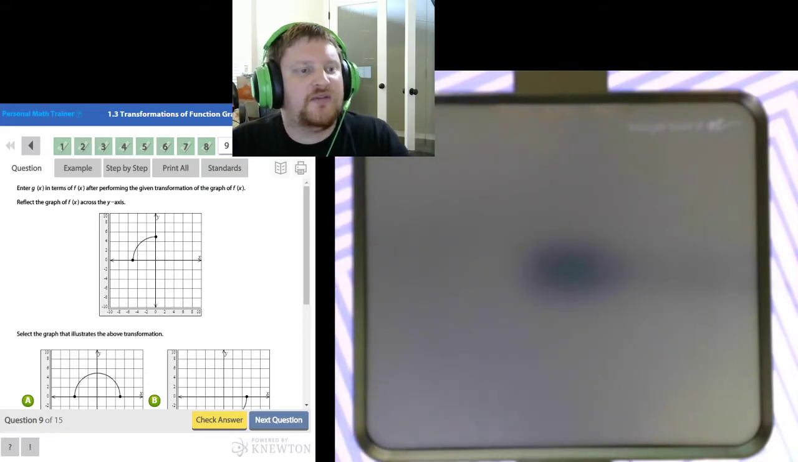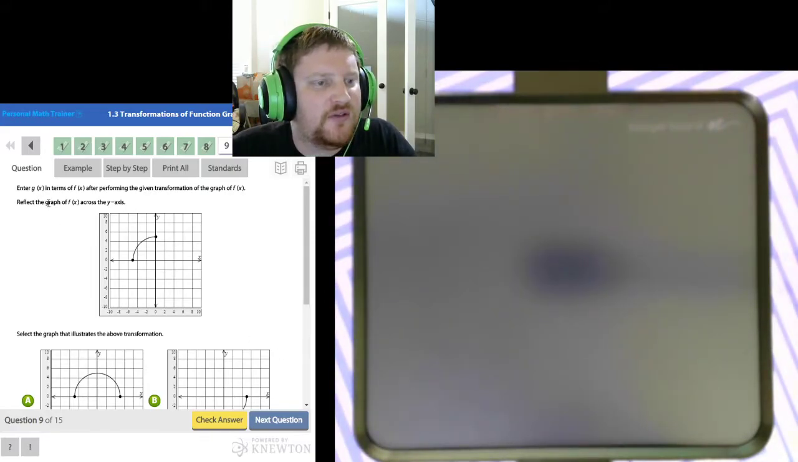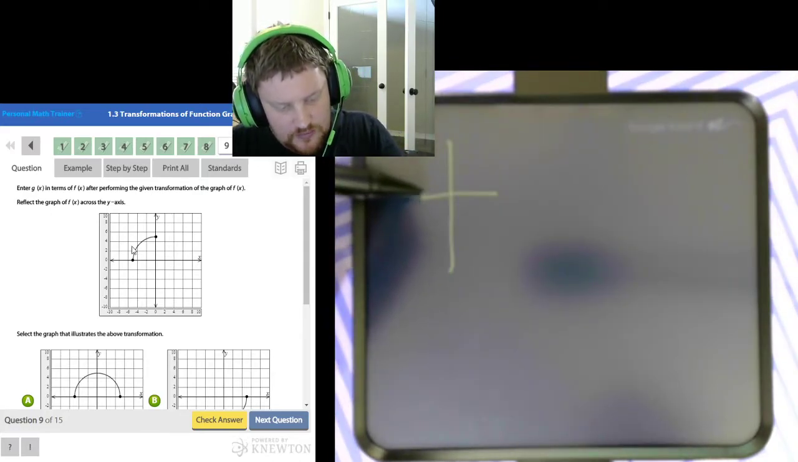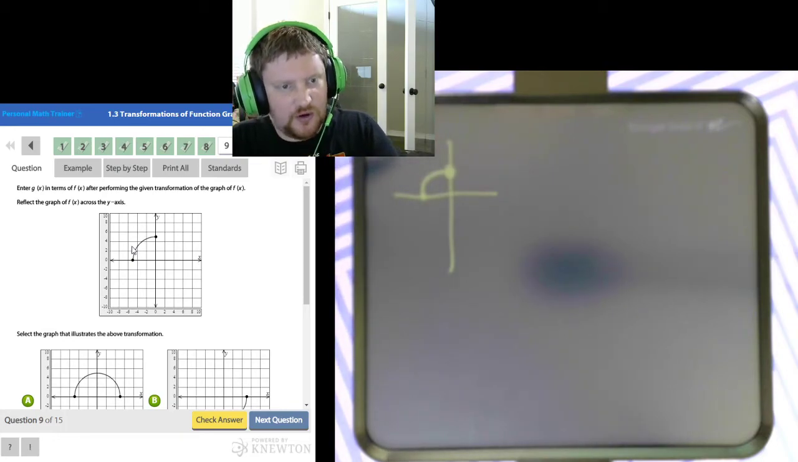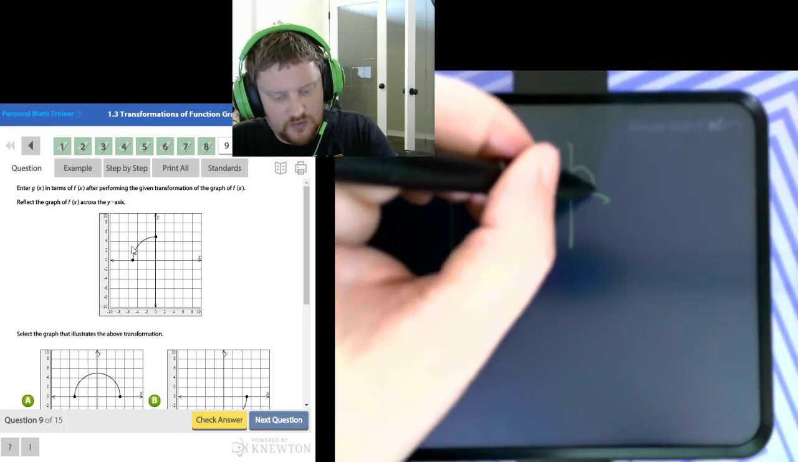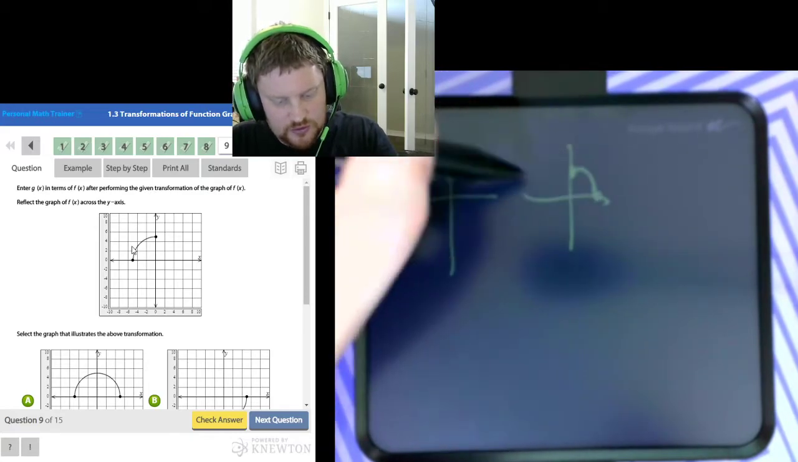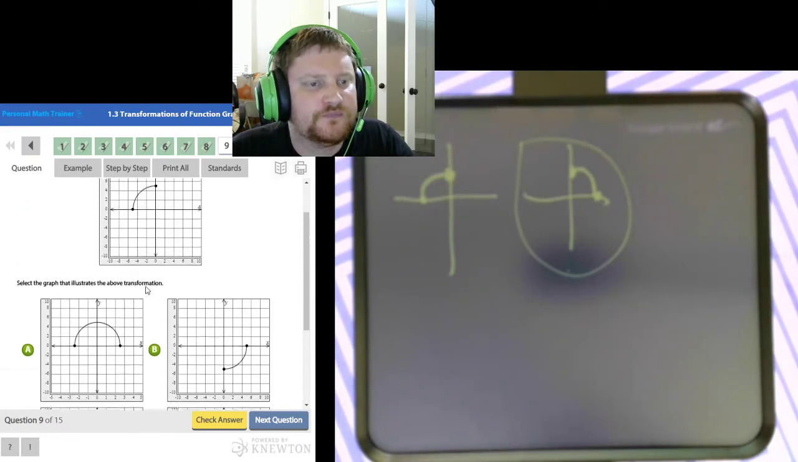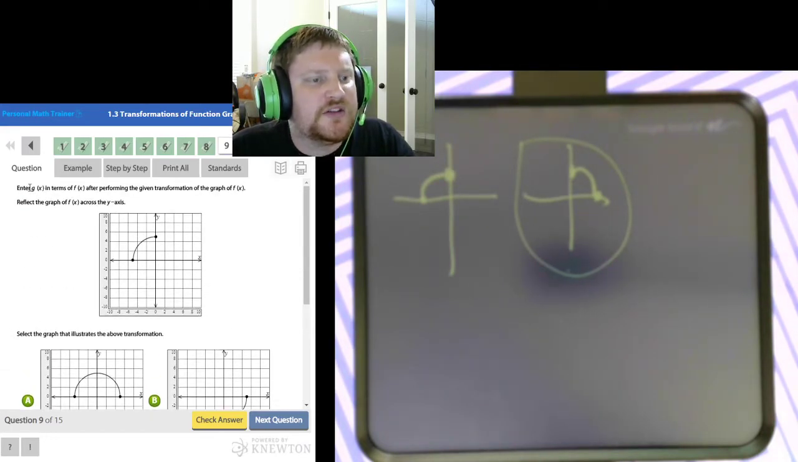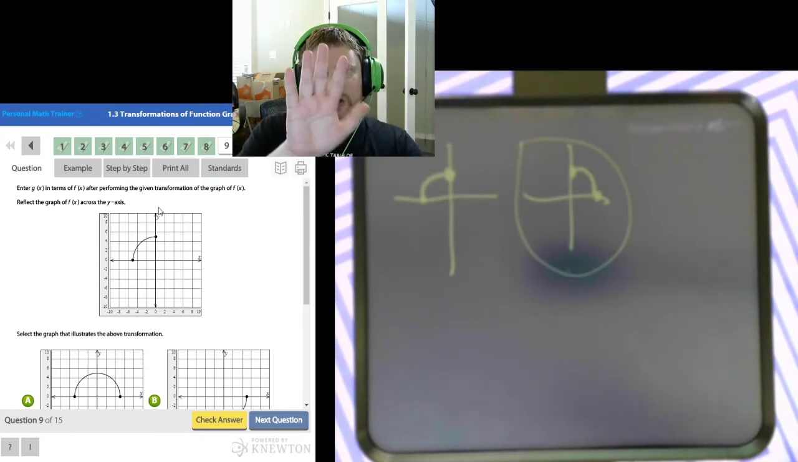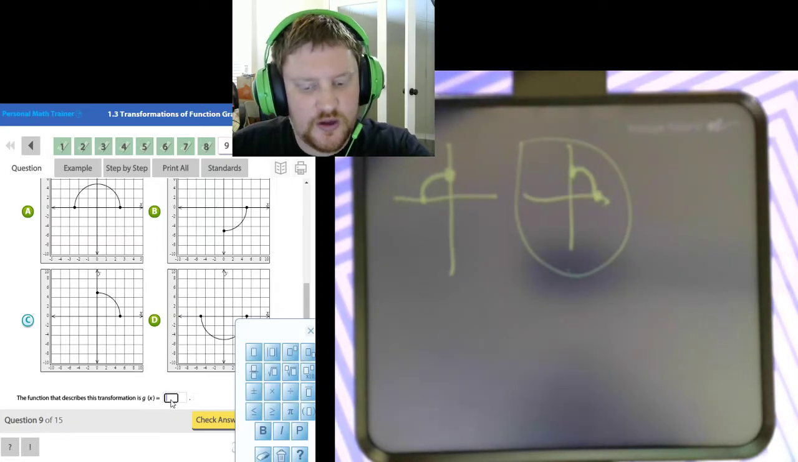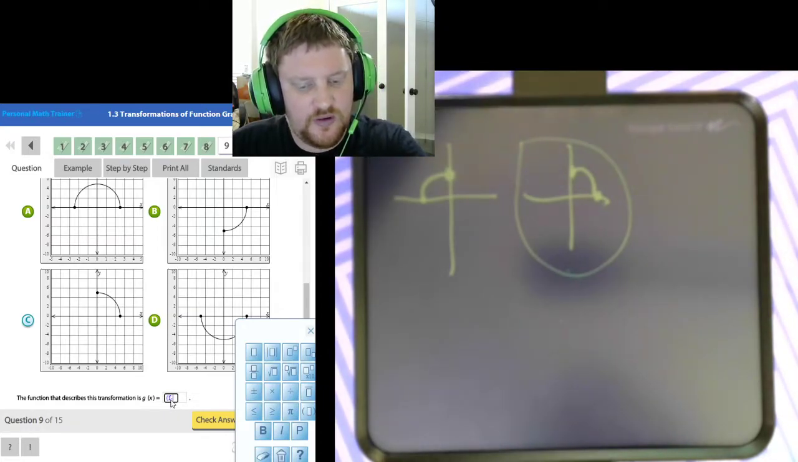Alright, so now we have to reflect the graph of f of x across the y-axis. So we've got this little arc here, and if we flip it across y, we should have this arc. So we need to find this. It's right here. And they still want us to give it in terms of f, so since we're flipping across y, that is once again a horizontal reflection. So all we have to do is recognize that a horizontal reflection is f of negative x.